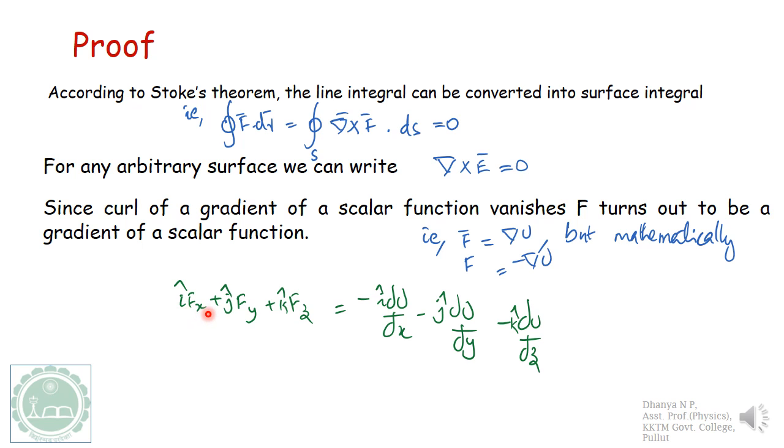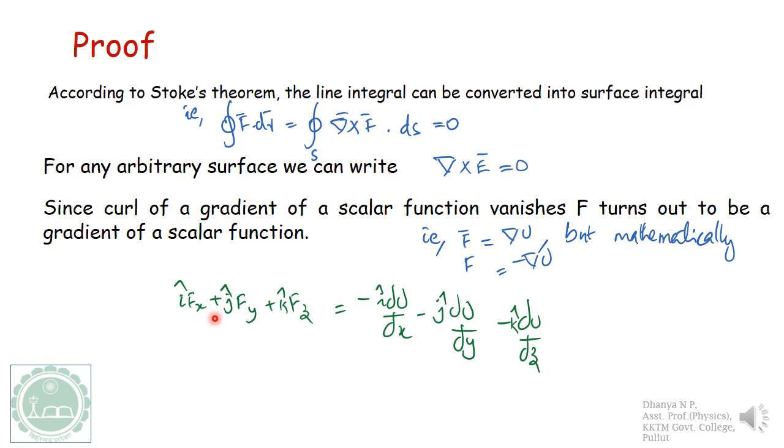It is i Fx plus j Fy plus k Fz is equal to minus i ∂u/∂x minus j ∂u/∂y minus k ∂u/∂z. That is the gradient's expansion. This is the operator del or gradient. Gradient means this minus, otherwise there will not be a minus sign. Del is equal to i ∂/∂x plus j ∂/∂y plus k ∂/∂z, but here a negative sign is already there.